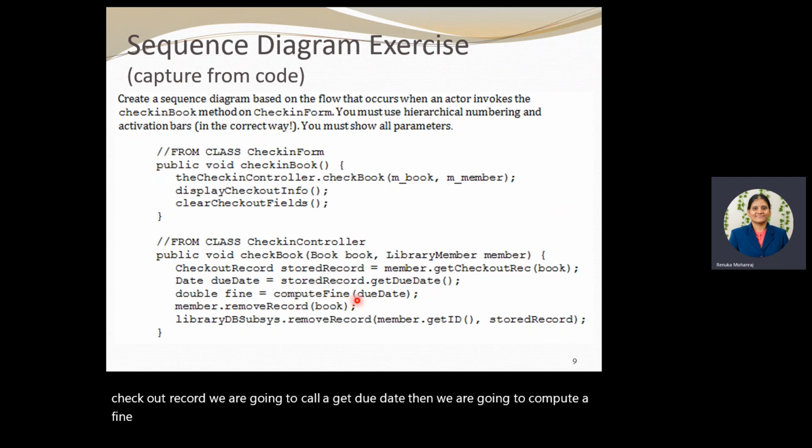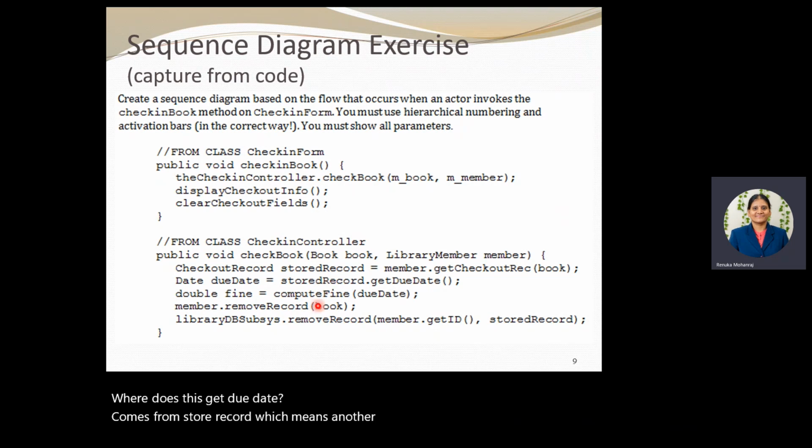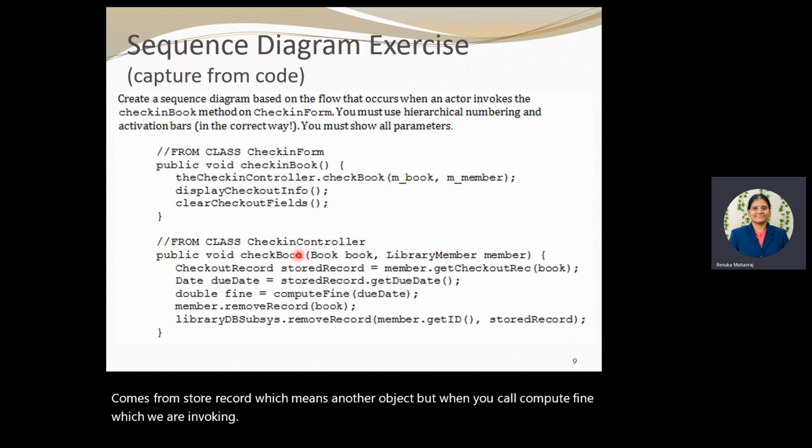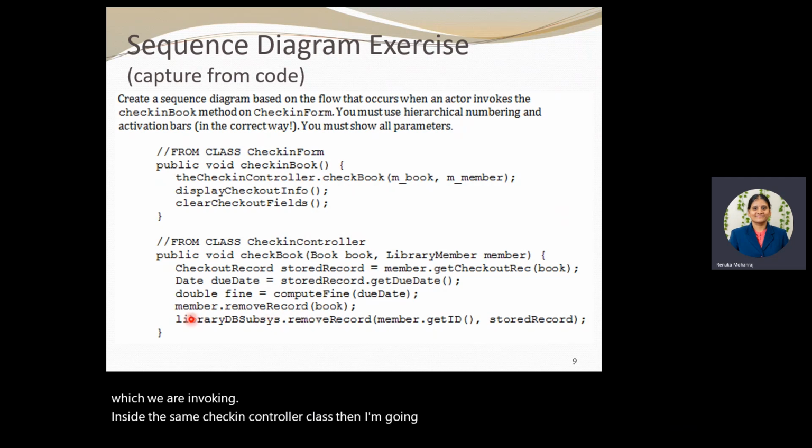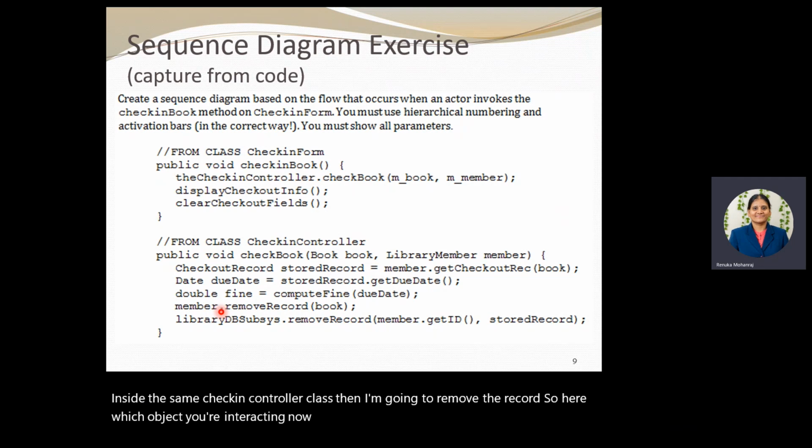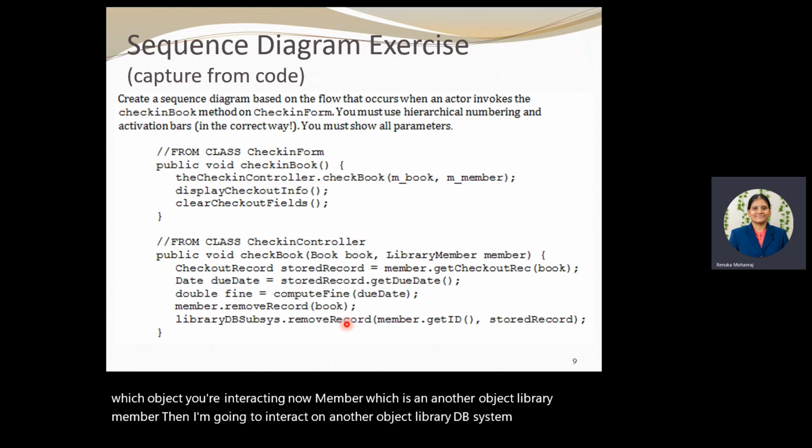So this compute fine is a self call, right? Did you notice get due date? Where does this get due date come from? The stored record, which means another object. But compute fine, we are invoking inside the same check-in controller class. Then I'm going to remove the record. So here, which object are you interacting with now? Member, which is another object, library member. Then I'm going to interact with another object, the library DB system. My message is remove record.